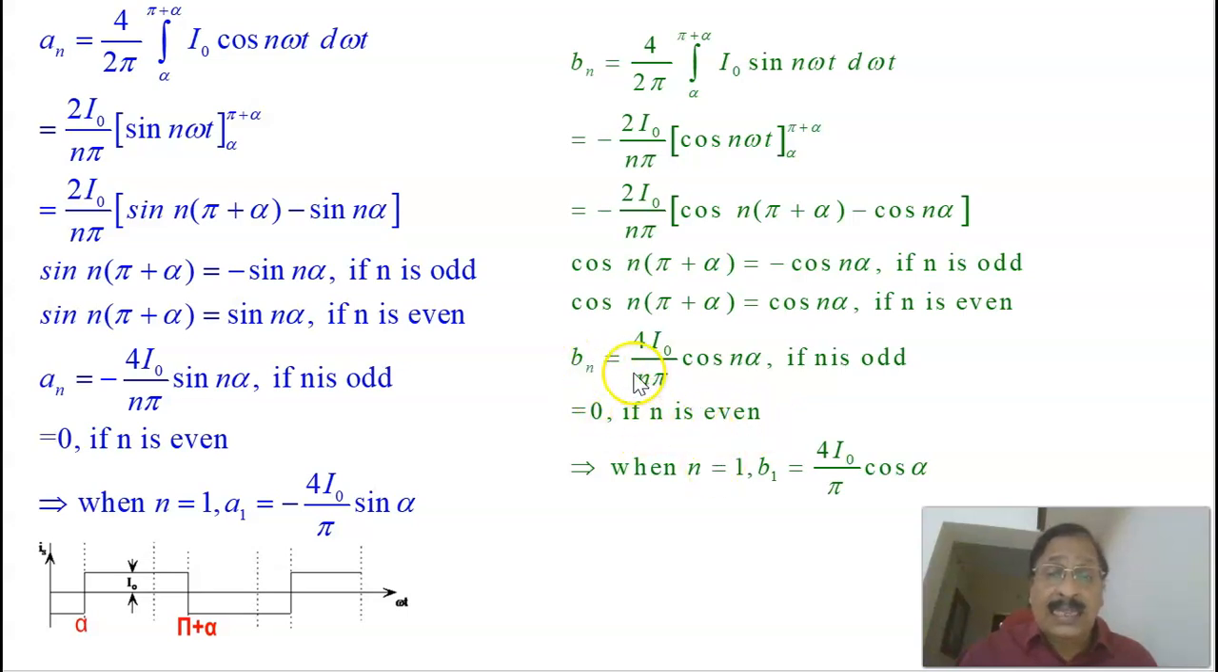Therefore, if n equal to 1, b1 equal to 4 I naught divided by pi into cos alpha, and a1 equal to minus 4 I naught divided by pi into sin alpha. Therefore, you can calculate the Fourier constants corresponding to the fundamental signal: a1 equal to minus 4 I naught by pi sin alpha, and b1 equal to 4 I naught divided by pi cos alpha.